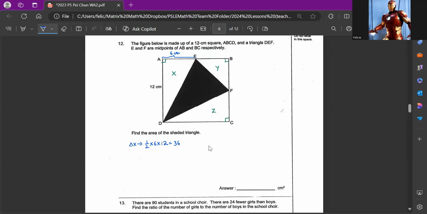Now let's do triangle Y next. For triangle Y, the base and height will be EB and BF. EB, I also know is 6. Now F is also the midpoint of BC, so BF is also 6 cm. So triangle Y is half times 6 times 6.